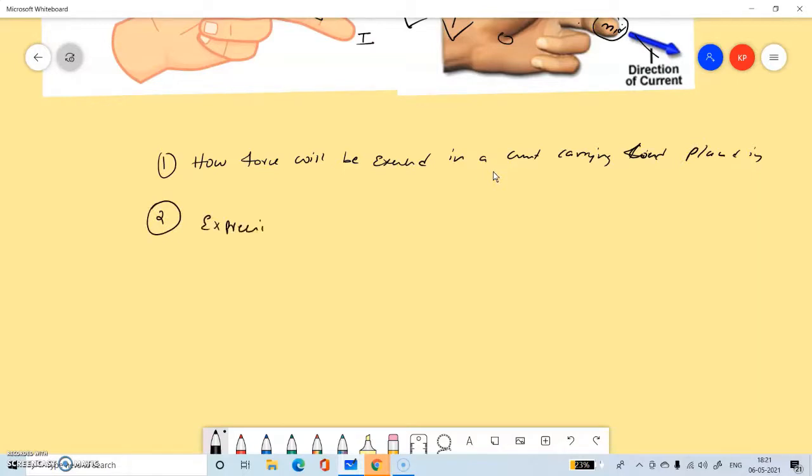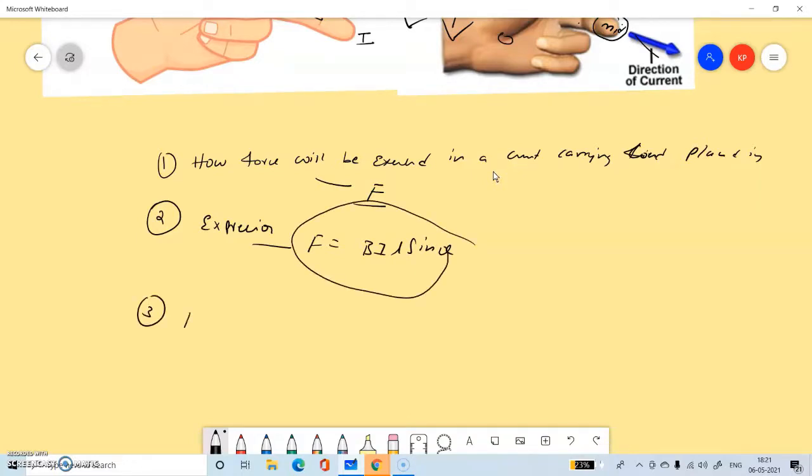From the first question we know that some force is exerted. Next, we have seen the expression for F, that is equal to B into I into L sine theta. So we have derived this expression, right? And third, we have seen how the direction of the force will be known. When the force is exerted, we know the magnitude, but we have to know the direction of the force. To know the direction of the force, we have seen that Fleming's left hand rule is helpful.